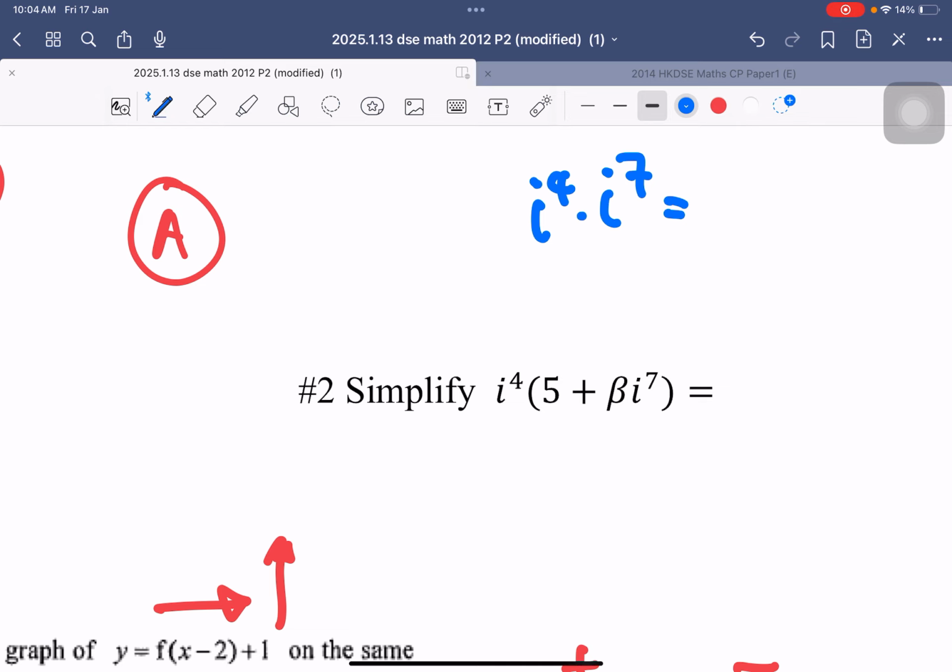Second question. I to the power of 4 times I to the power of 7 is equal to, same base times, plus the power. It should be plus the power, so it's equal to I to the power of 11. Okay? A to the power of 4 times A to the power of 5 is equal to what?